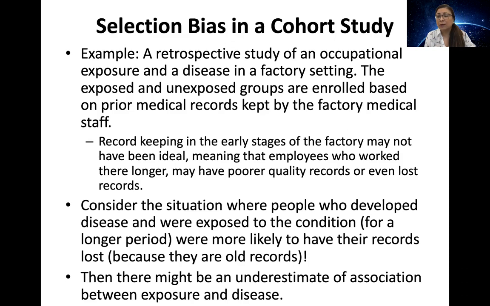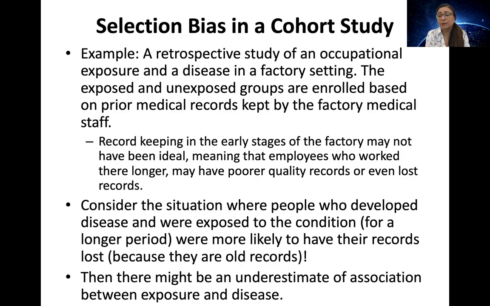Whenever you're looking at much older medical records, there are always flaws, and the record keeping is not as good. Sometimes records get damaged, sometimes they get lost. So keep this in mind, right? This happens a lot. Now, consider the situation where people who developed the disease and were exposed to the condition of interest were more likely to have had their records lost. So it happens to be that the people who are sick are the ones who have their records lost or inaccurate. You're thinking, all right, so what? Well, the problem is, in this particular case, it may cause an underestimation of association between exposure and disease.